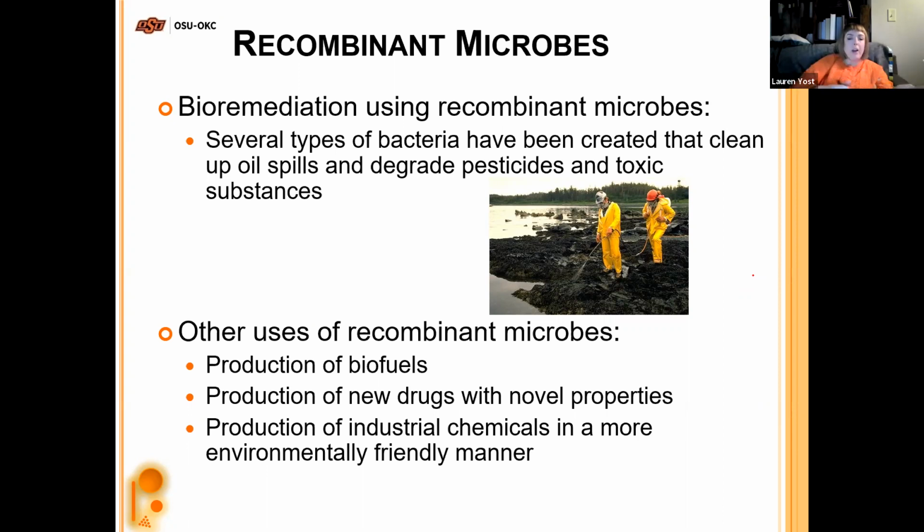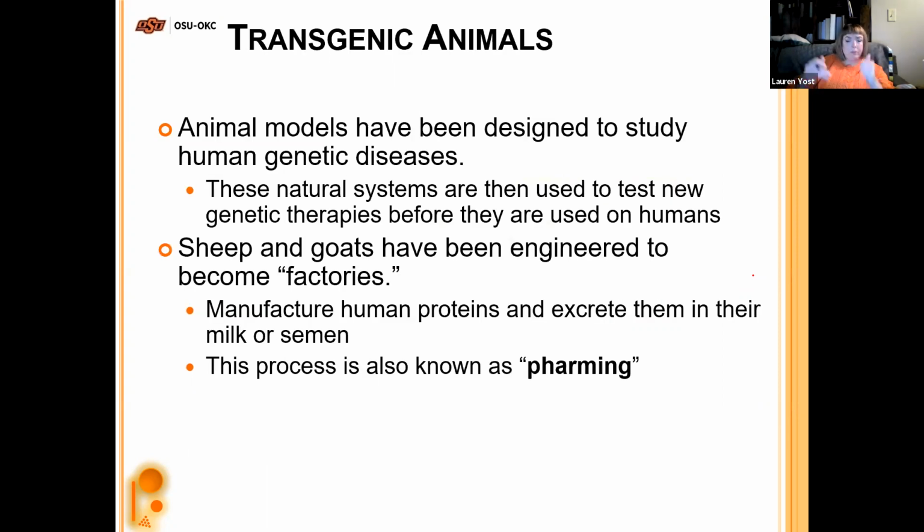We can also use them for biofuels, drugs with new properties, because we can control the DNA that we're putting into these organisms. Industrial chemicals too, in a more environmentally friendly manner. Using microbes and controlling the DNA and the genes that we're putting into these microbes is extremely useful in industry, because we can change things down to the exact molecular level. Okay, transgenic animals. We have animal models that are used to study human genetic diseases.